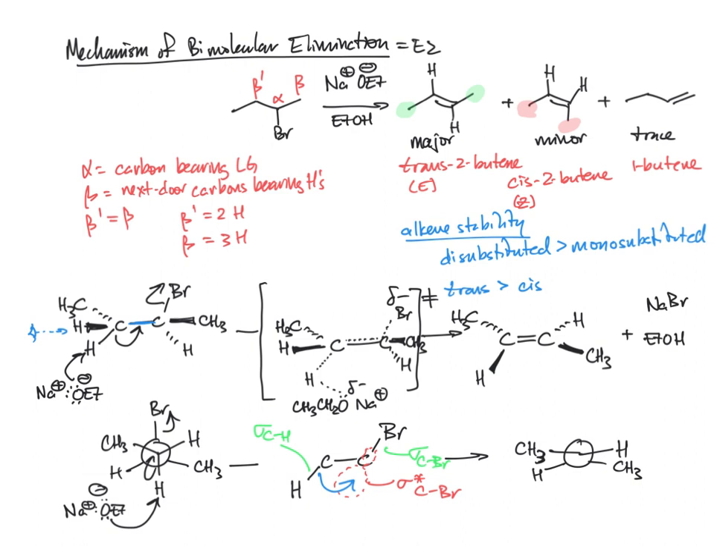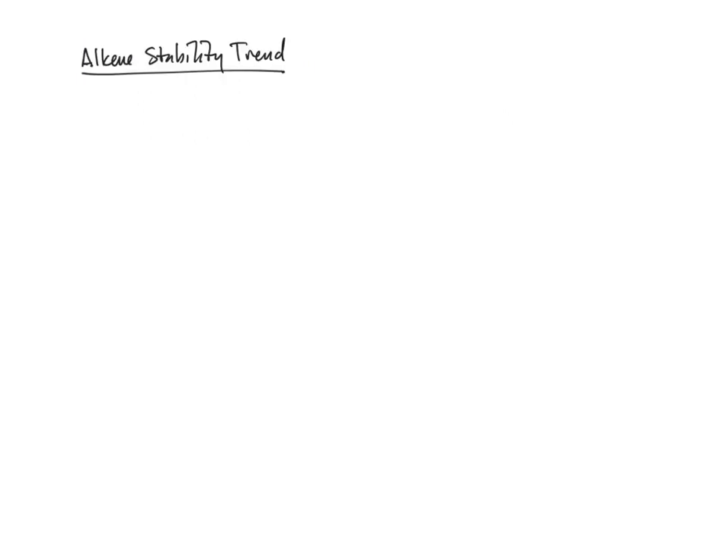Any questions on the explanation of the major product so far? So let me just talk about how you form the minor and trace products.